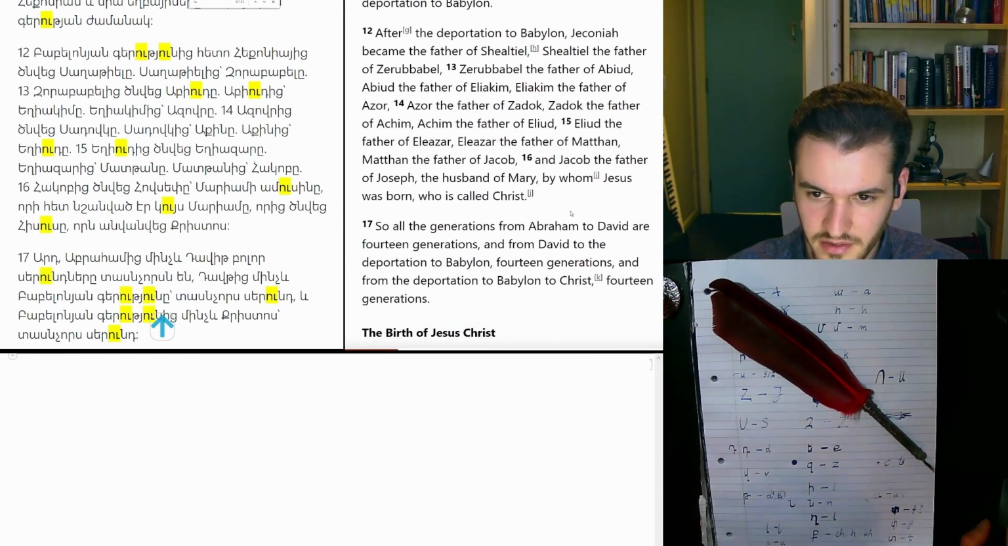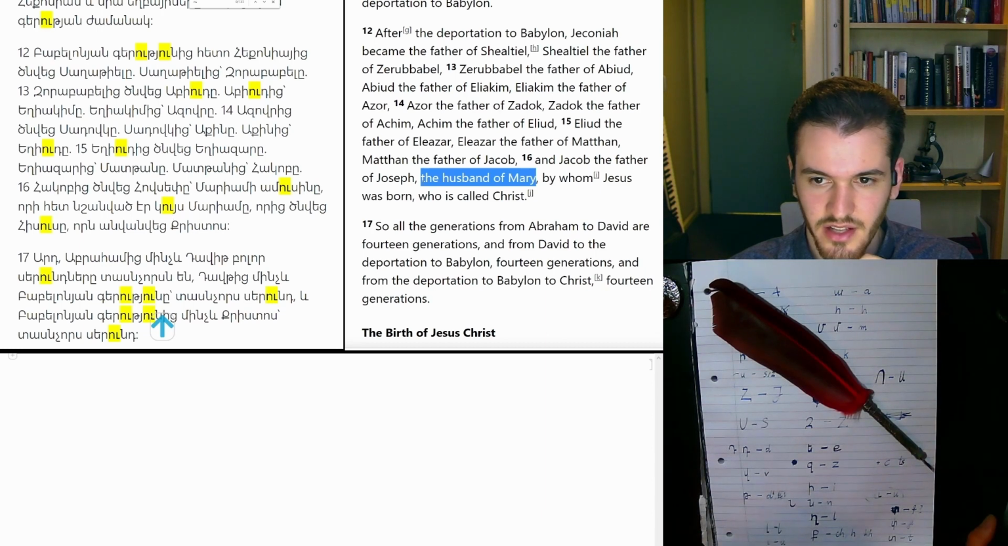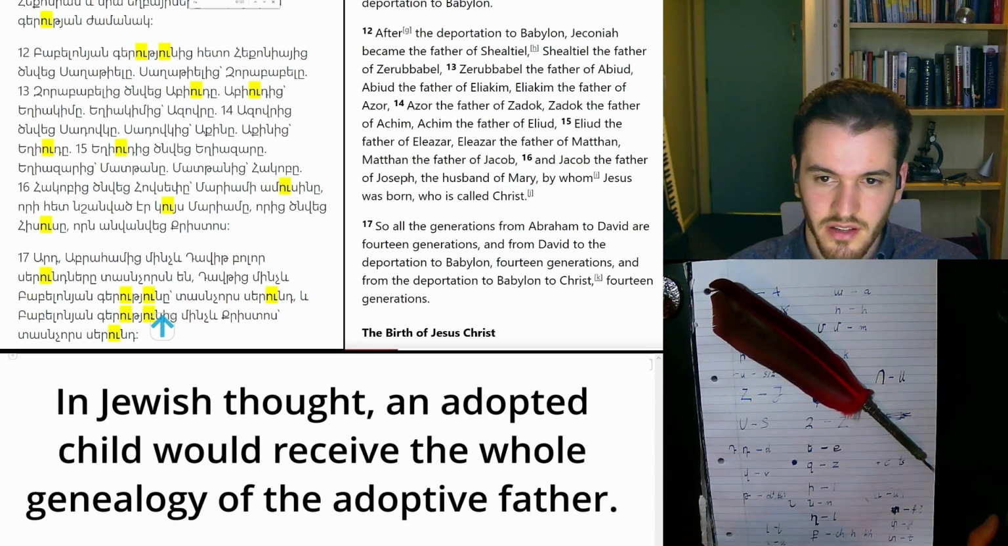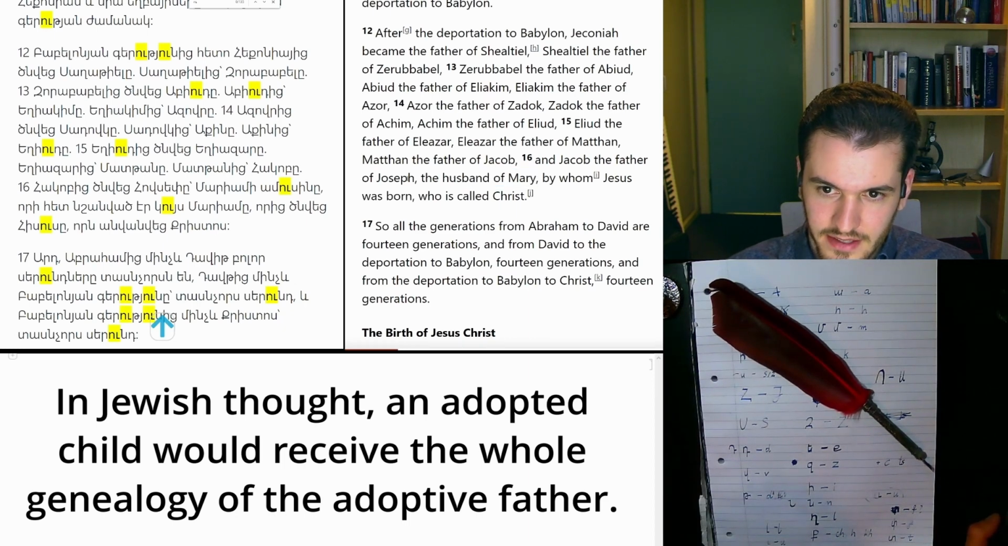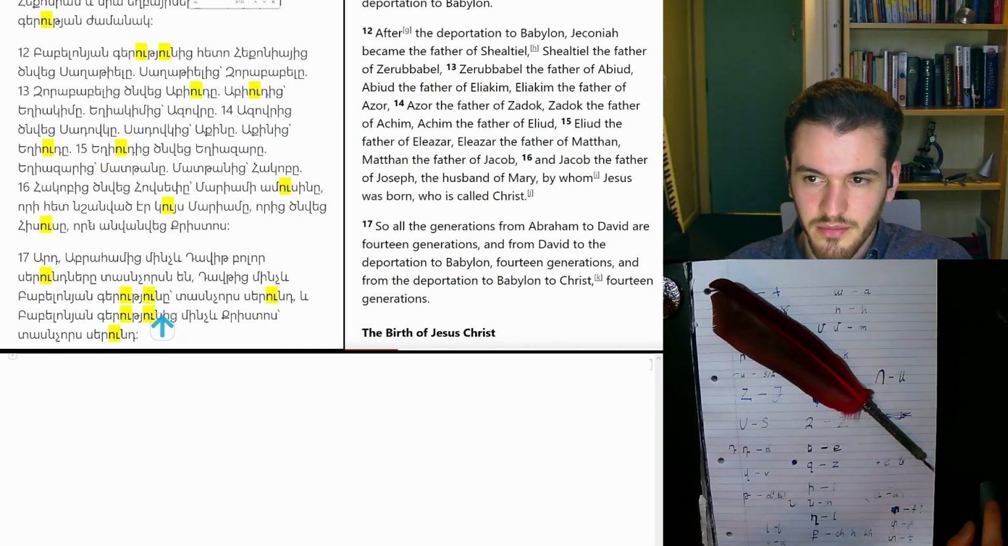Alright, the Greek gave us a bit of instruction: husband of Mary. So this genealogy is the genealogy of Joseph, who was, in some sense, an adopted parent of Jesus. Alright, so this is a genealogy of Joseph, husband of Mary. From this genealogy we've managed to figure out quite a few letters.